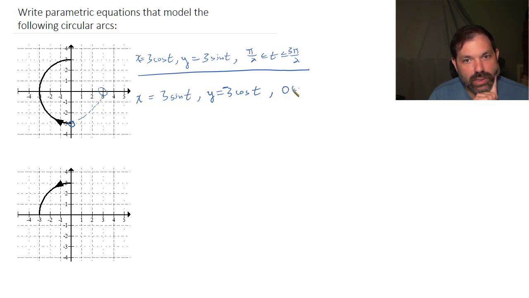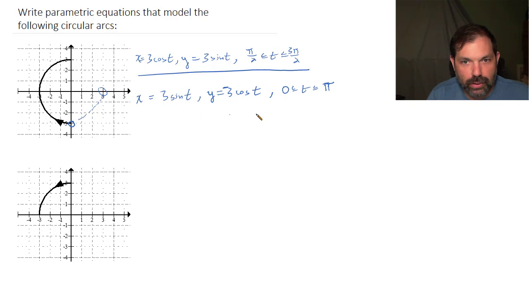Then t goes from 0 to pi, since it's a half circle. Now would that work? Let's see. If we let t equal pi over 2, then I'd have 3 sine of pi over 2, which would be 3, and then the y would be -3 times the cosine of pi over 2, which is 0. That won't work. So instead I need an adjustment.